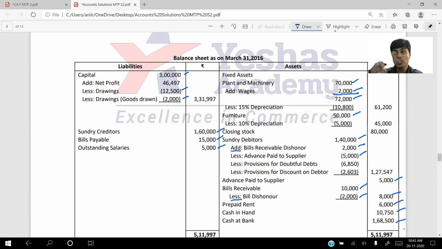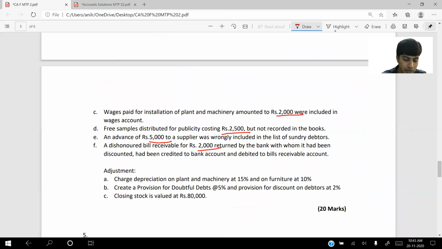Why are we doing this? This is the opposite of receipt. When we receive the bill, what is the entry that we write? Bills receivable to debtor. When we return the bill, we write debtor to bills receivable. So that is with respect to this one.